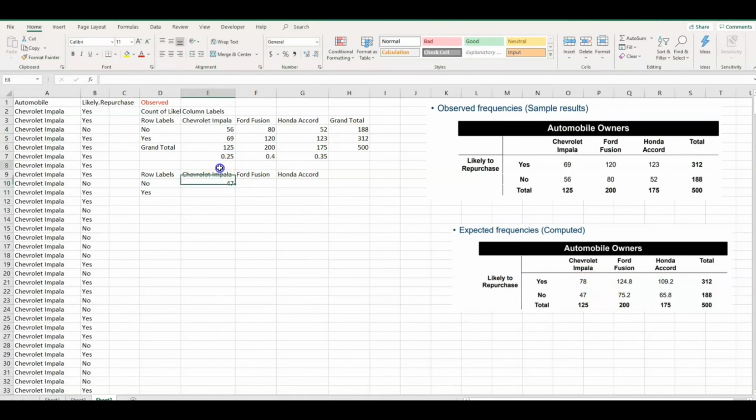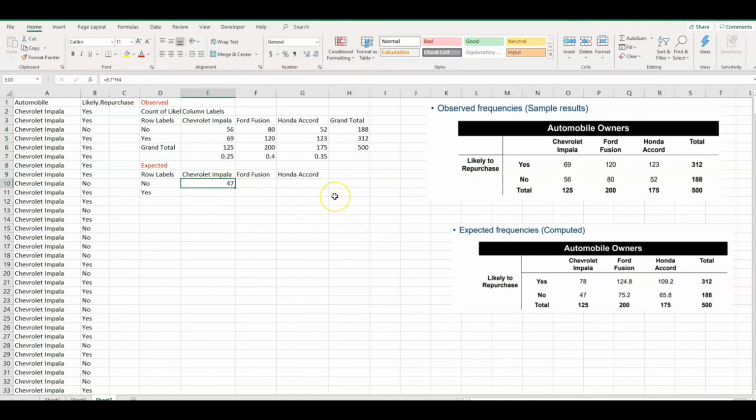Again, I'll explain the logic. The number of people who said no is 188. And we know 25% purchase Chevy, 40% purchase Ford, and 35% purchase Honda. So this 188 should be distributed according to 25, 40, and 35. Then we call this expected. This is related to table number 2.